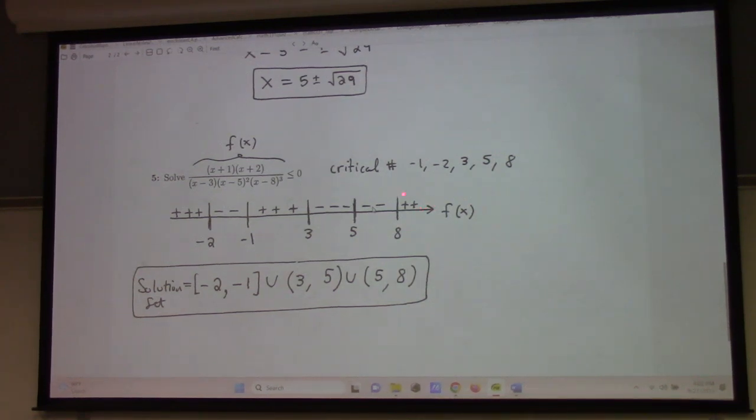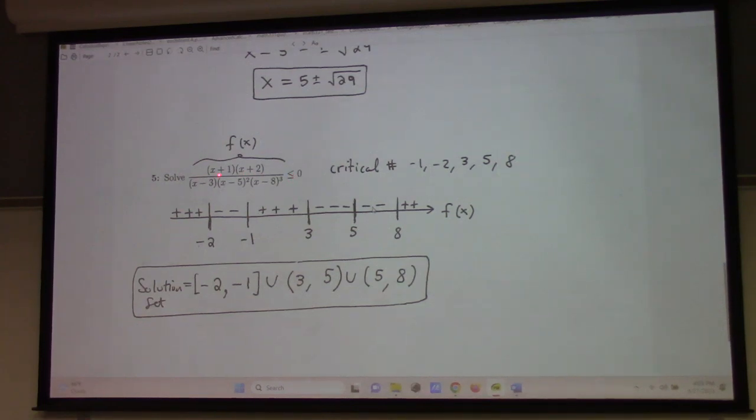So I flip the sign at 8 because that has multiplicity 3. And then I stayed negative at 5. I didn't flip at 5 because that's from this multiplicity 2 factor right here. And then I flipped at 3 because that's coming from this. And I flipped at minus 1 because it's coming from that. And I flipped at minus 2 because it's coming from that. And then look at this.